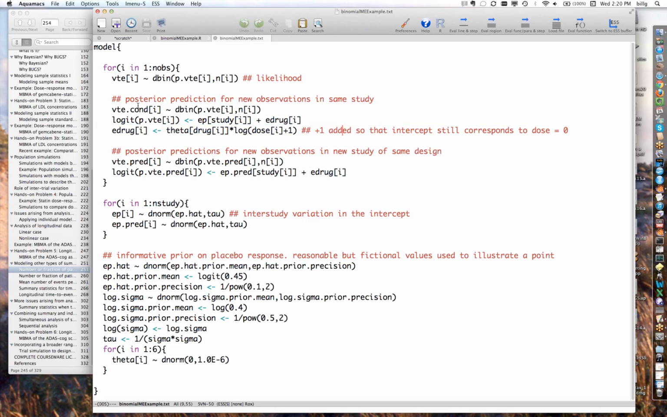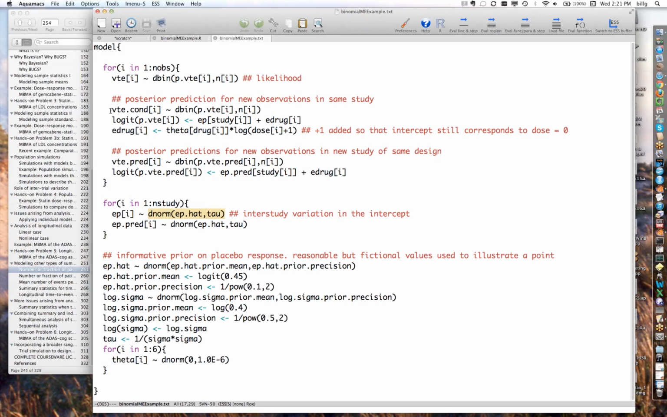And then in addition, we have the inter-study variation on the placebo component here. So that value is being generated in the second loop over here that loops over the study. Again, that's where our normally distributed inter-study variation in that intercept term is created. So that's really the core of it.